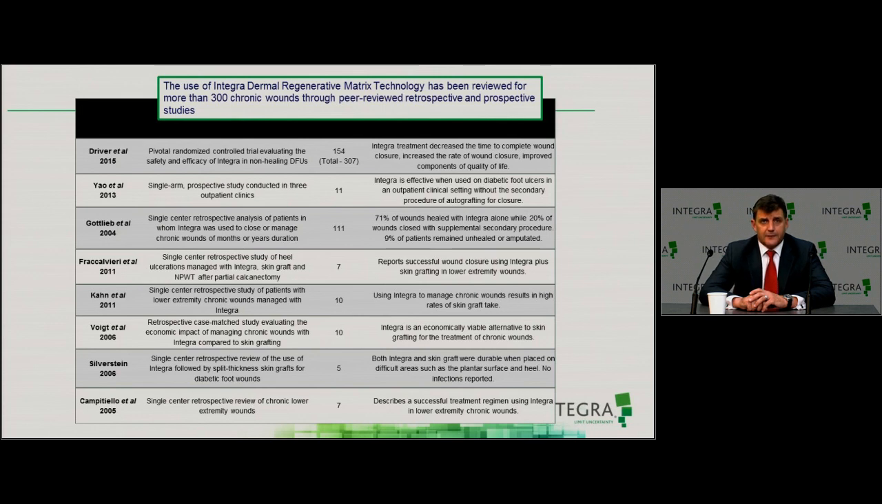Now, at times it comes up, folks will say, well, there aren't that many studies looking at using Integra, dermal regenerative template type therapy in the lower extremity, and that's actually not true.